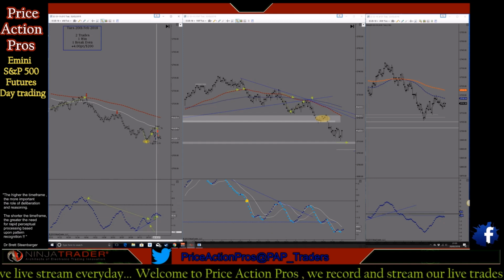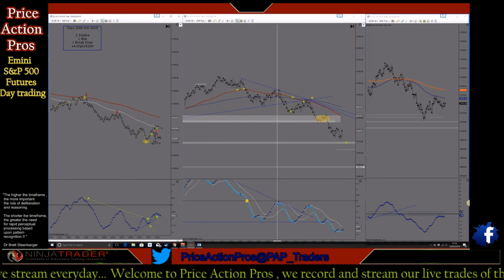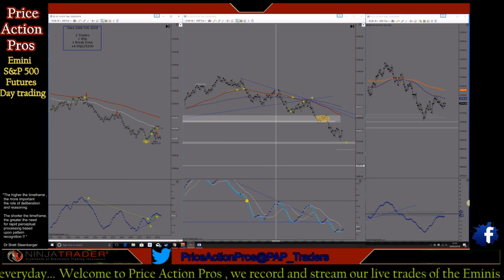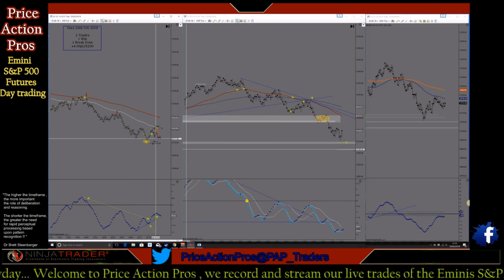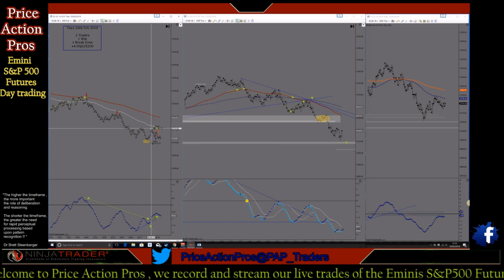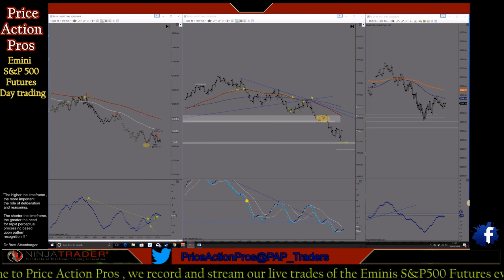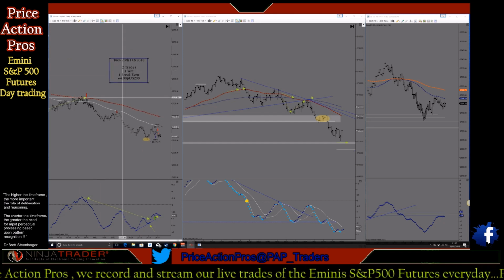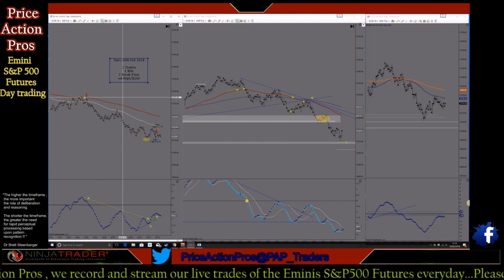So I've got the idea, the plan in my head, waiting for price to confirm or not, whether it's going to work out or whether I should take that trade. It was a high risk trade, being a counter trend trade against a lot of strength to the downside.